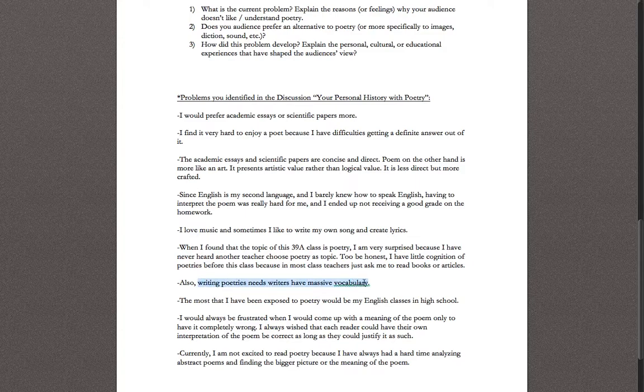Something about that vocabulary could go to the problem of English as a second language, or it could just go to the fact that even if English is the first language, it still has a vocabulary that's not part of common everyday speech. That could be part of the problem. This goes back to that educational exposure. The most I've been exposed to poetry would be English classes in high school, and we could talk about what's problematic about that.